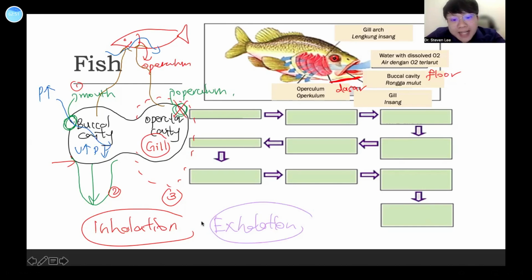When the fish performs exhalation, ataupun hembusan nafas, the opposite happens. Maksudnya, in this case, the mouth will close, the buccal floor will raise again, the opercular cavity will return to its original size, and the operculum will open. So this will decrease the volume, increase the pressure, and the water will definitely flow across the gill and pass out through the operculum. So the interesting thing for the fish is that the gaseous exchange actually happens during exhalation, the second step. So this is step one, inhalation. Step two, exhalation.